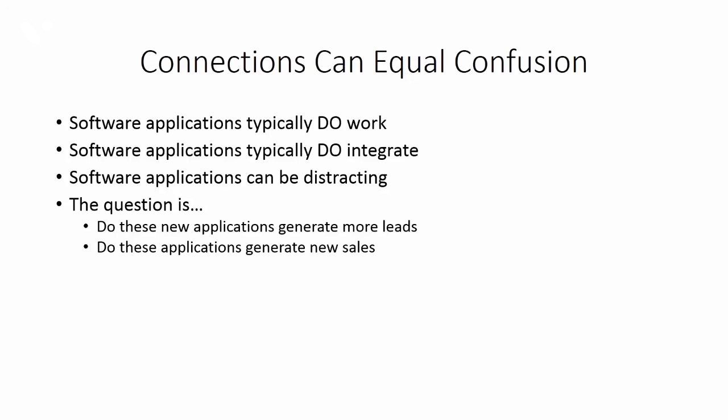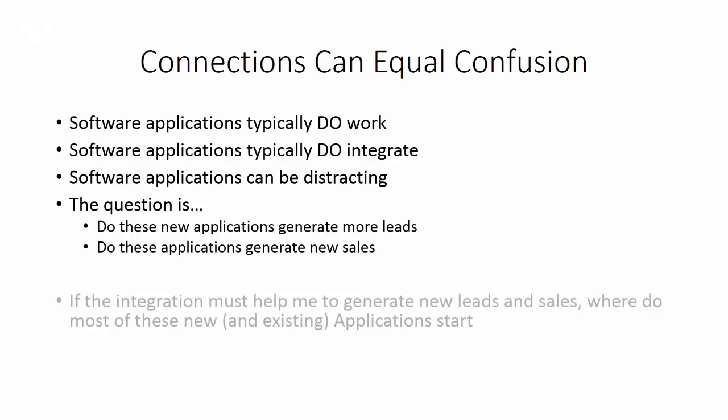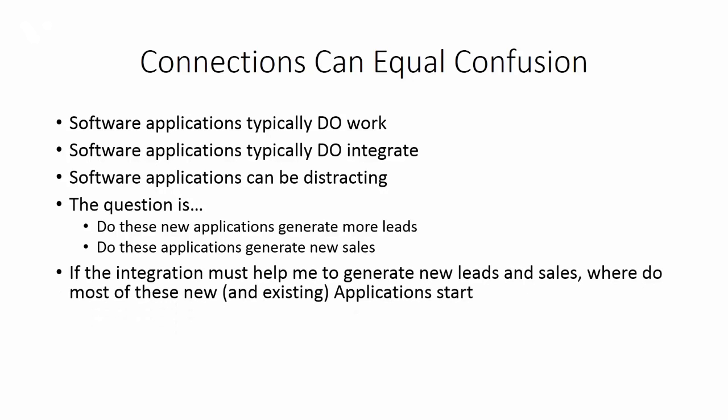We have to be able to justify whether or not these software applications actually do that. And their integration must help me to generate more new leads and sales. If I were to tell you, do you know where most of these new applications start? When these applications look to figure out what they're going to integrate with, have you ever looked at some of their credibility logos? The number one logo that you'll see on all of the new applications is Aweber.